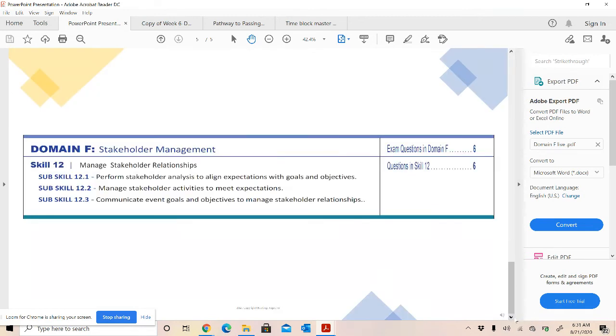And that's it. Woohoo! Okay, remember last week I mentioned how the EIC has this confused. So it says skill 12, but it's actually skill 13. So it's skill 13.1, 13.2, and 13.3. Skill 13.1 is perform stakeholder analysis to align expectations with goals and objectives. So this was basically just identifying and analyzing who those different types of stakeholders are. You remember the internal and the external and the budget owner and the event owner and what their objectives are.